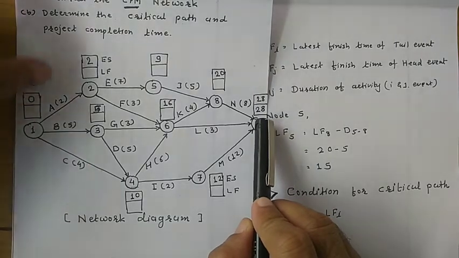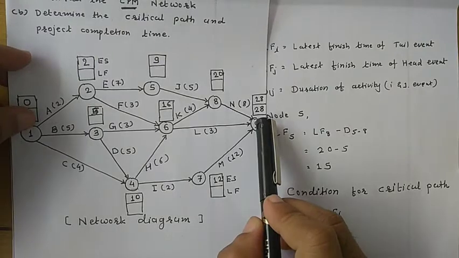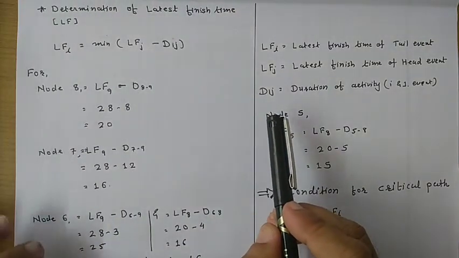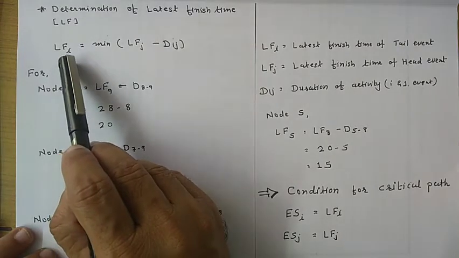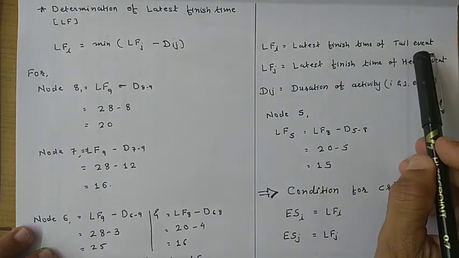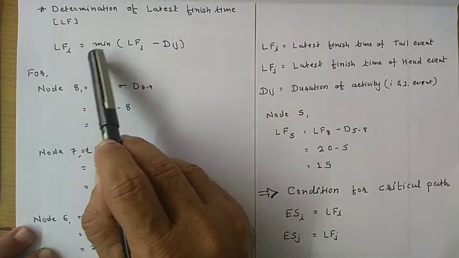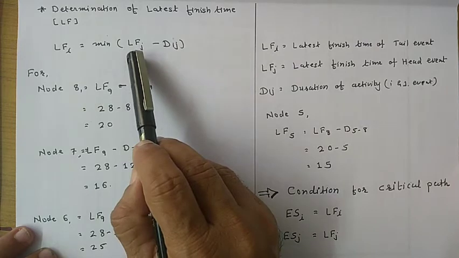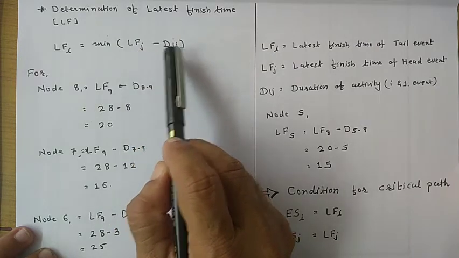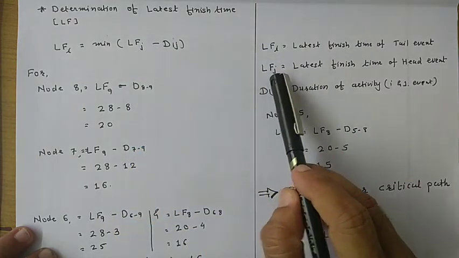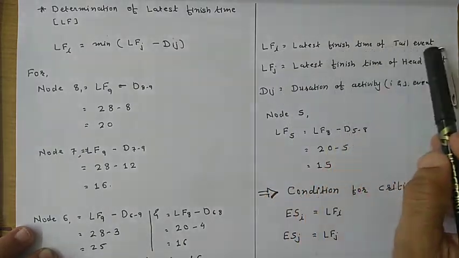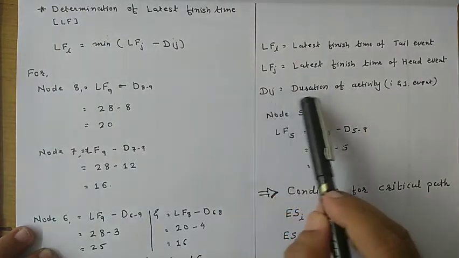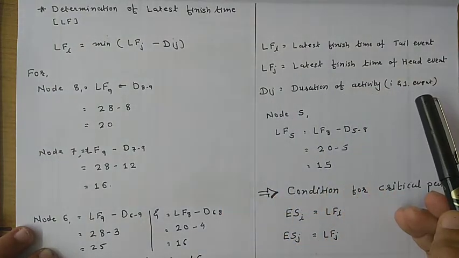Now what is the calculation of latest finish time? Here, determination of latest finish time. There is one equation: LFI, the latest finish time of the tail event, is equal to the minimum of LFJ minus DIJ. LFJ is the latest finish time of the head event, LFI is the latest finish time of the tail event, and DIJ means the duration of the activity.